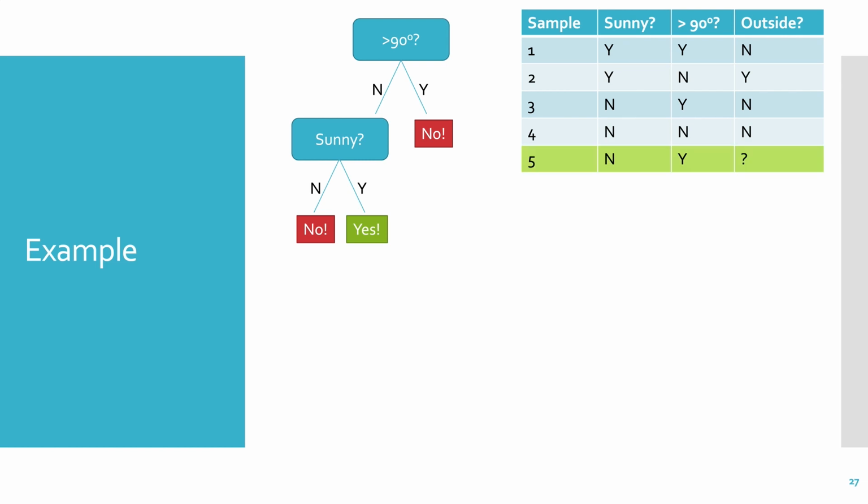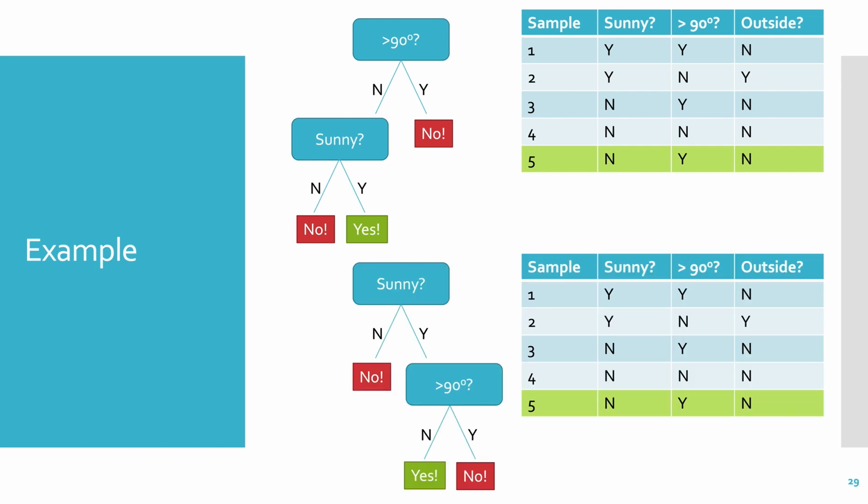The point is, we could take a new sample like this one, which has no for sunny and yes for 90 degrees, and run it through the tree and make a prediction. So on day 5, should I go outside? Well, it's not sunny and it's greater than 90 degrees. If it's greater than 90 degrees, we go to the right and we say, no, it's too hot. Don't go outside. We got the same result when we used the other tree where we started with sunny. There are many different ways to build a tree, and we'll learn a specific way using entropy and information gain a little bit later in this video.